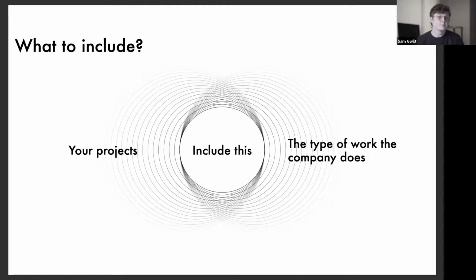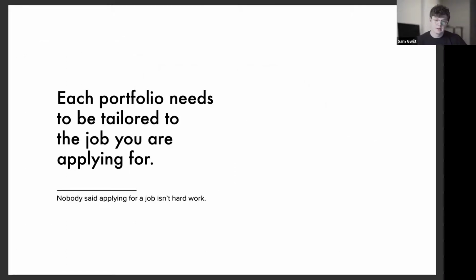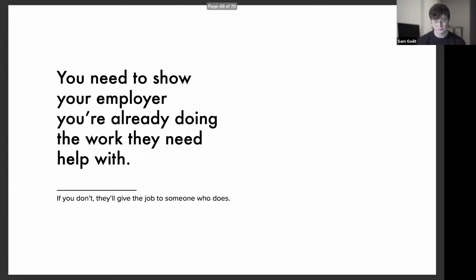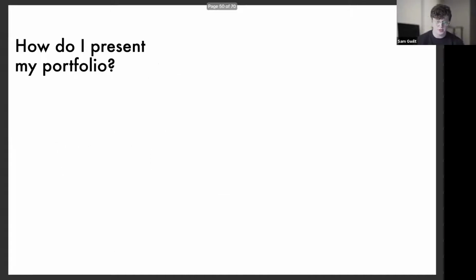You need to prove to a company that you're already doing the work that they need help with. Each portfolio needs to be tailored to the job you're applying for. So every single portfolio needs to include the projects that pinpoint that company and pinpoint the help that they need, which is a lot of work. I've applied to so many companies that I've lost count, but you need to tailor it to each one. I know that's a lot of work, but nobody said applying for a job isn't hard work. And like I said just now, you need to show the employer you are already doing the work that they need help with. Otherwise, they'll just give the job to someone else who does show them.